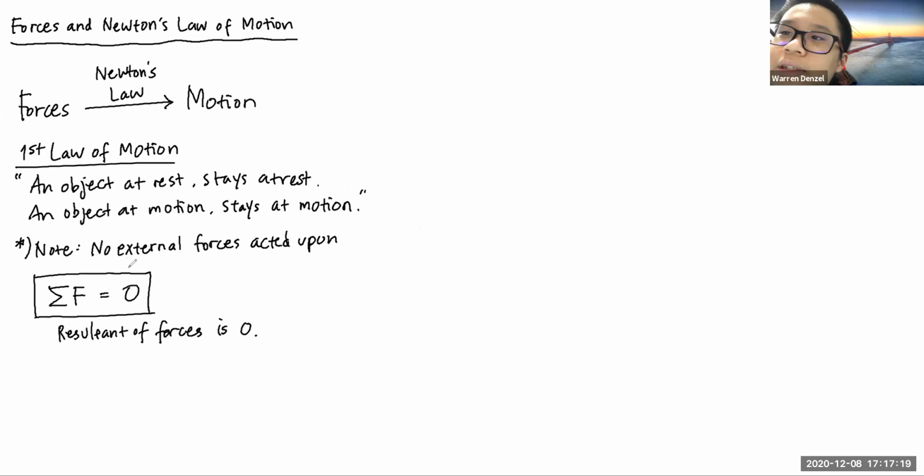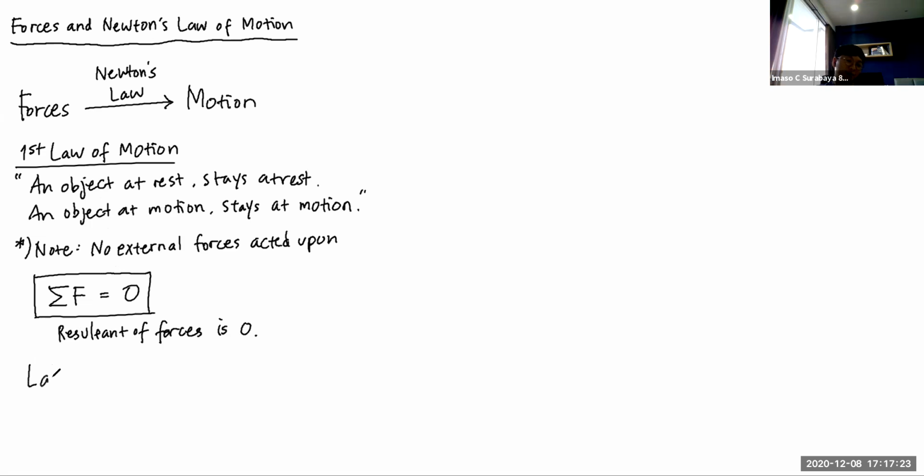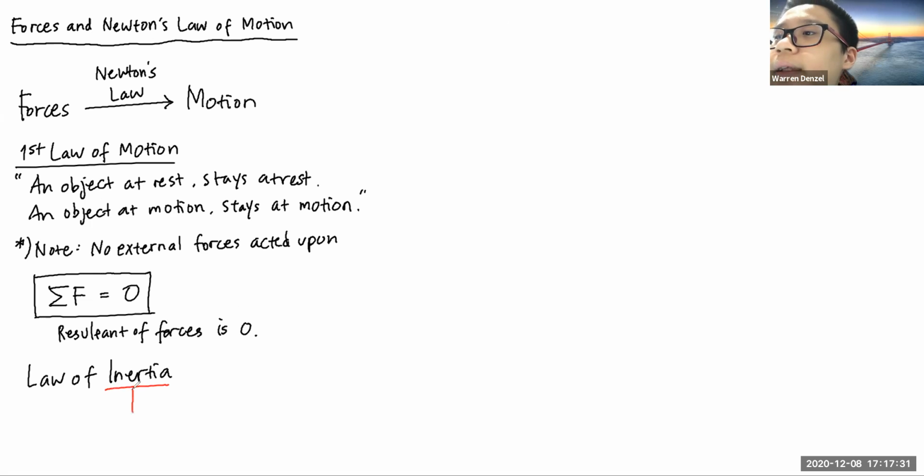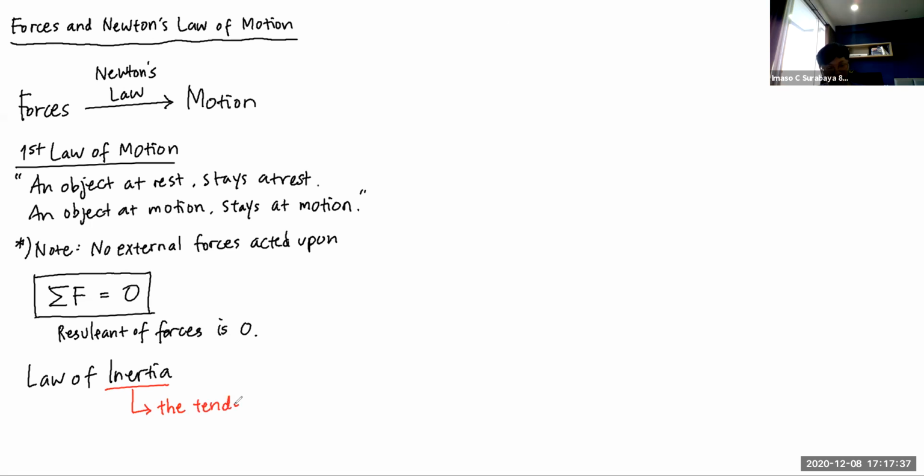Another term to describe this law is the law of inertia. What is inertia? Inertia is basically an object's tendency to keep doing what it's doing.